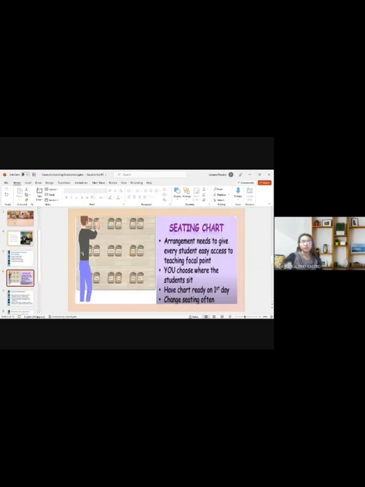Most of the teachers know, even in college, we had our sitting arrangement. For the sitting chart, we have to make sure that the arrangement gives every student easy access, especially if some students are not able to see clearly. So you have to ask your students, who are nearsighted or farsighted, or have some conditions that we have to consider, so that when they learn or listen to the class, they are already comfortable with the sitting arrangement.